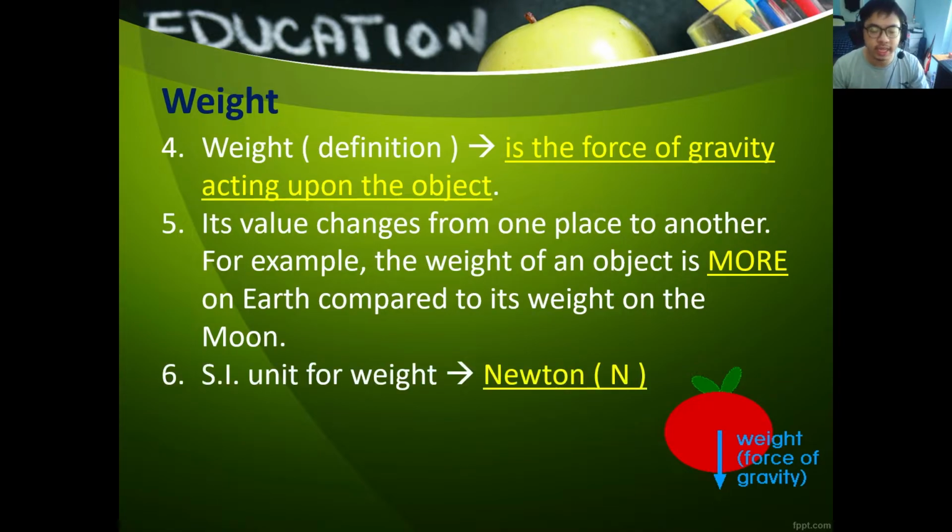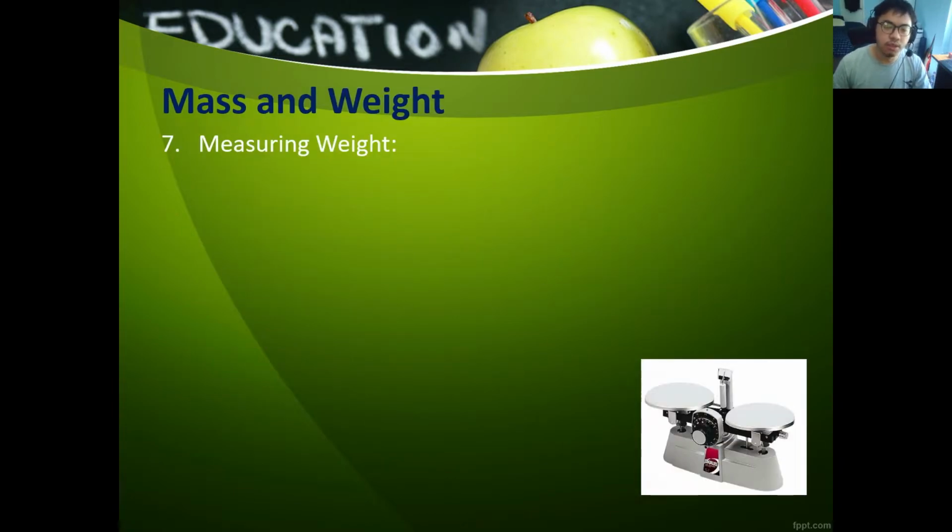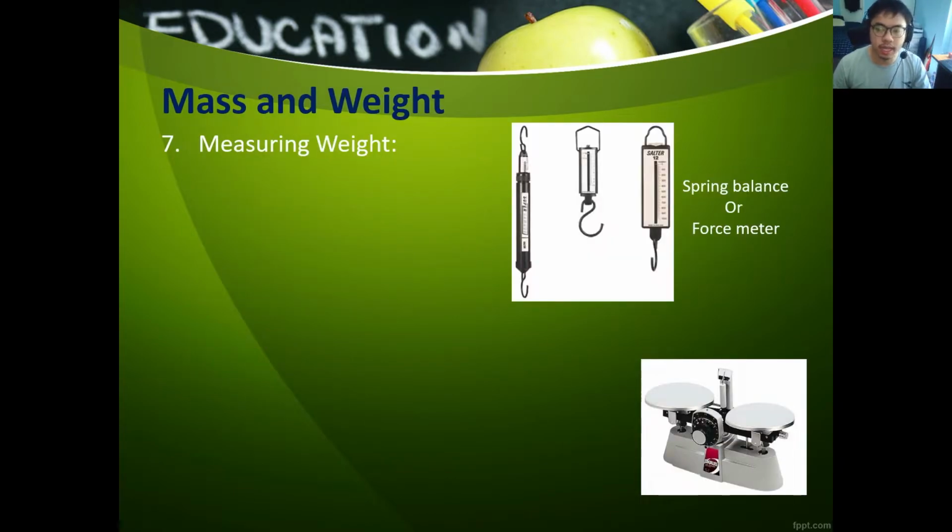Now, weight, like I said, is a force. It's not in kilograms. And because weight is a force, and especially it's related to the force of gravity, it has the same SI unit as force. Its unit is the Newton. So how do we measure weight? We measure weight using a spring balance or something we call a force meter. So these balances or meters actually measure force, and we can also use them to measure weight.